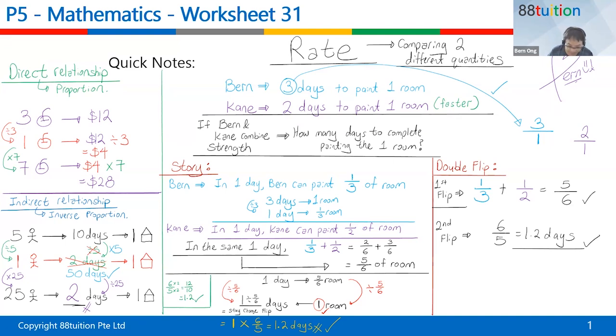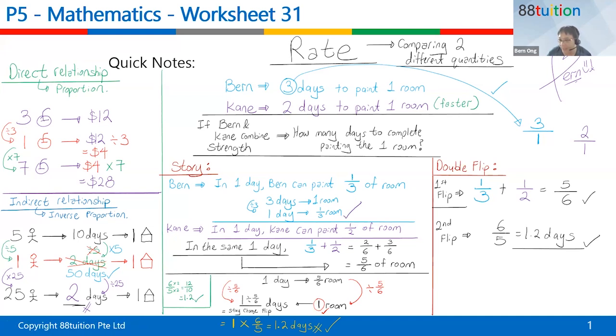What happens if Burn and Cain combine power? We combine strength to paint the 1 room. How long do we need? We will definitely need less than 2 days, because we combine power. The story goes like this: if Burn works 1 day, he will only paint 1/3 of the room. Why? Because 3 days is 1 room. For 1 day, you divide by 3, and the room you also divide by 3. So in 1 day, Burn can paint 1/3 of the room only.